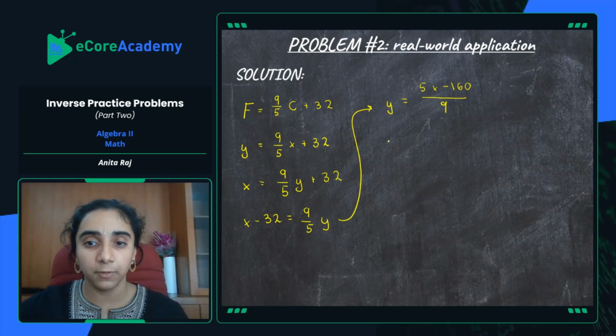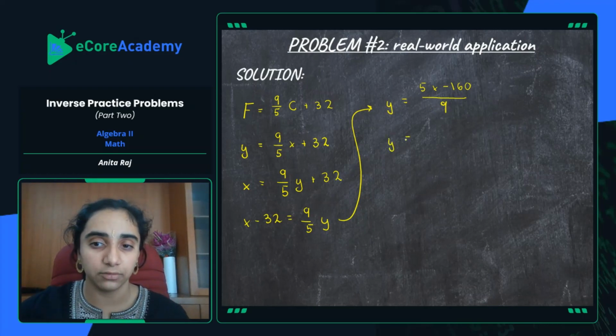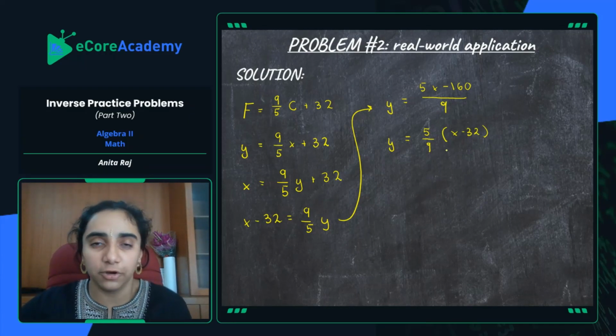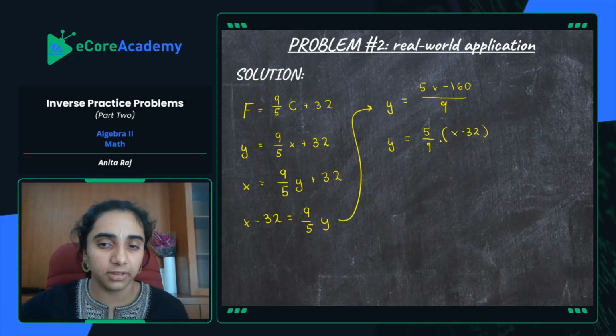Our next step is we want to pull the 5/9 back out of this. What do I mean by that? Well, we want to divide this whole fraction by 5/9. If we pull 5 out of the numerator, we're going to end up getting x minus 32. If we pull 9 out of the denominator, we're going to get 1. So we'll end up getting 5/9 times x minus 32, which is exactly what we were originally doing. So this is pretty much our finished formula, our finished inverse.